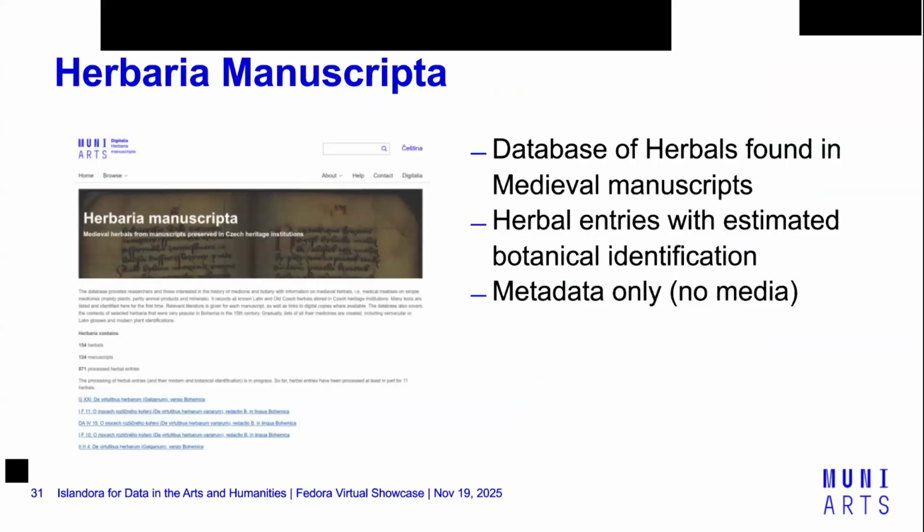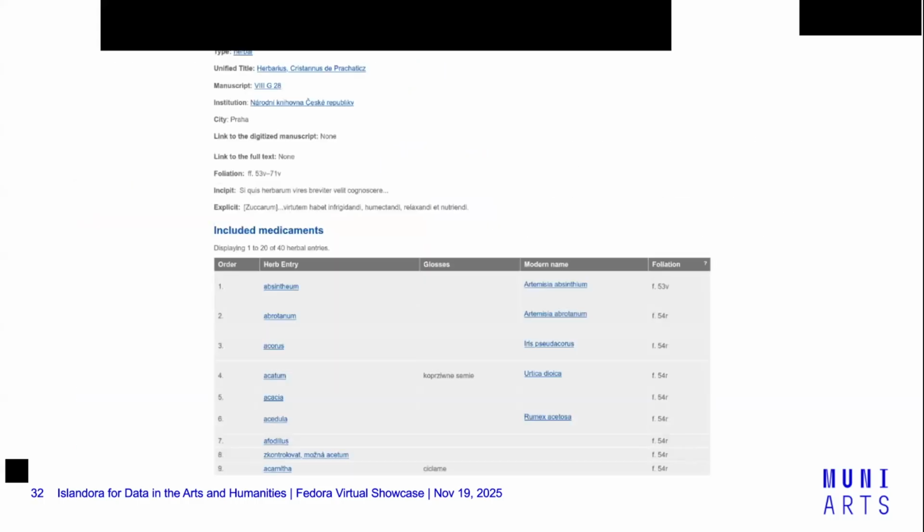Maybe I guess this is the last example of our Islandora platform. It's called Herbaria Manuscripta. It's a database of herbals found in medieval manuscripts. There's almost no data. It's just a metadata platform. And this is how it looks like. The research is about what kind of medicaments is included in a certain herbal and so on. This is just another example of what can be done in Islandora.